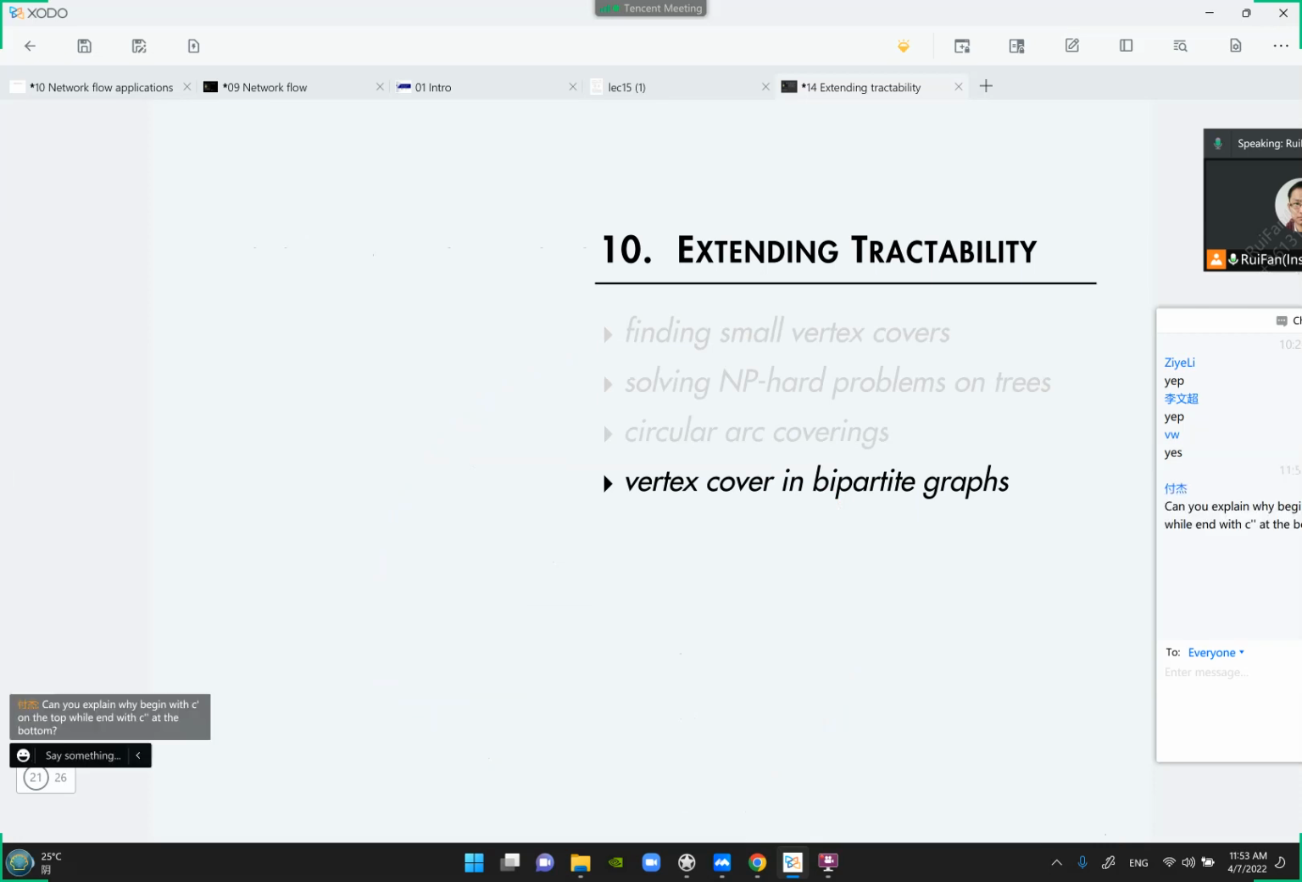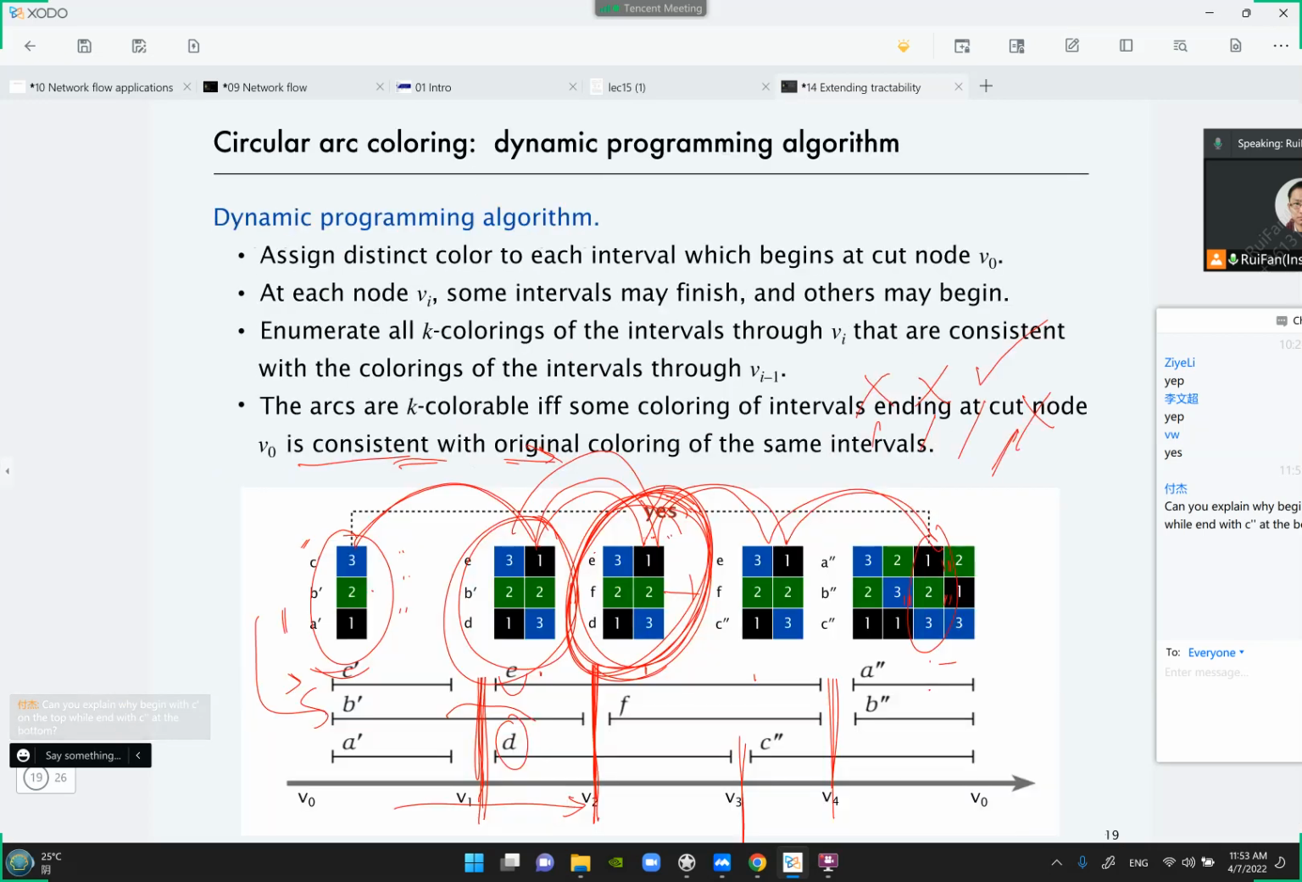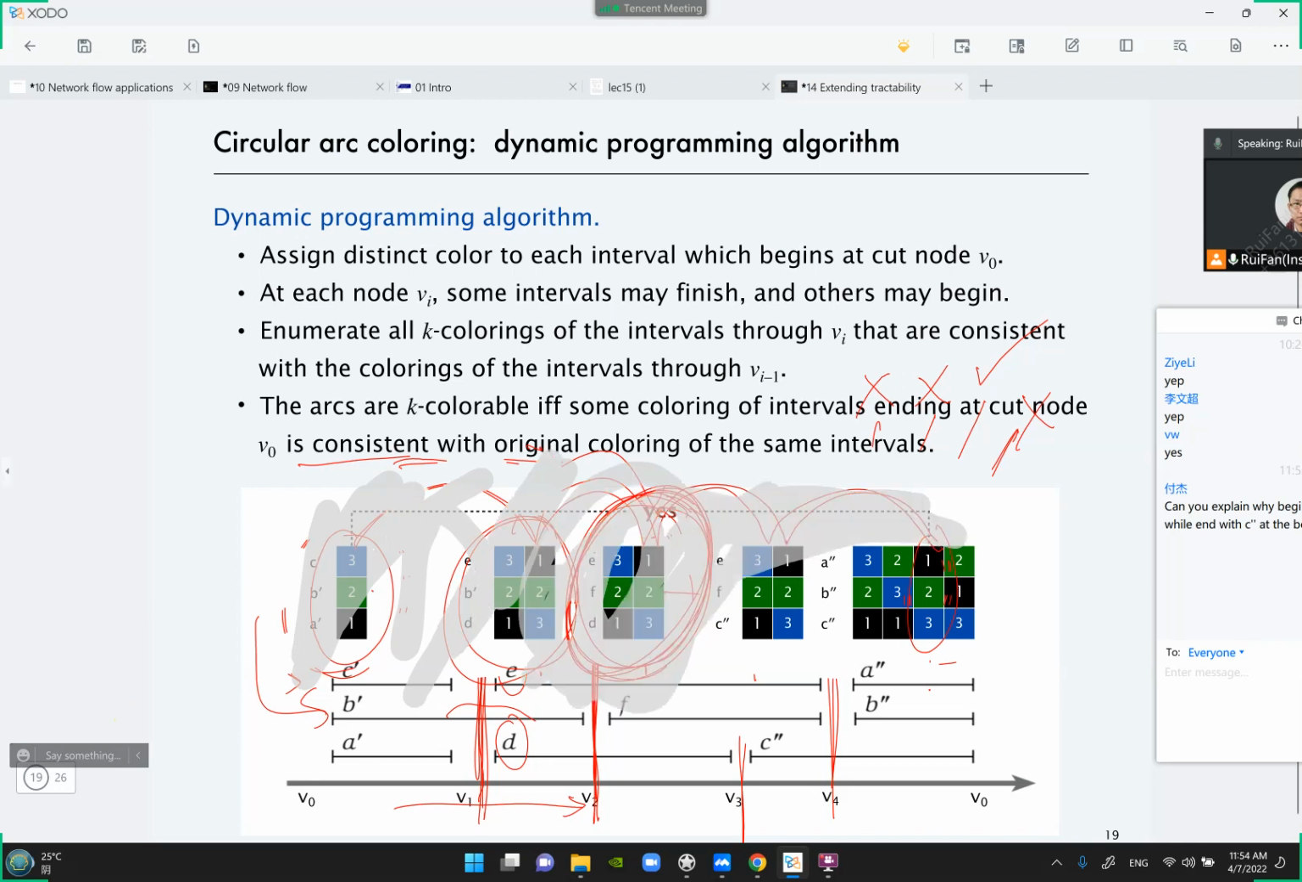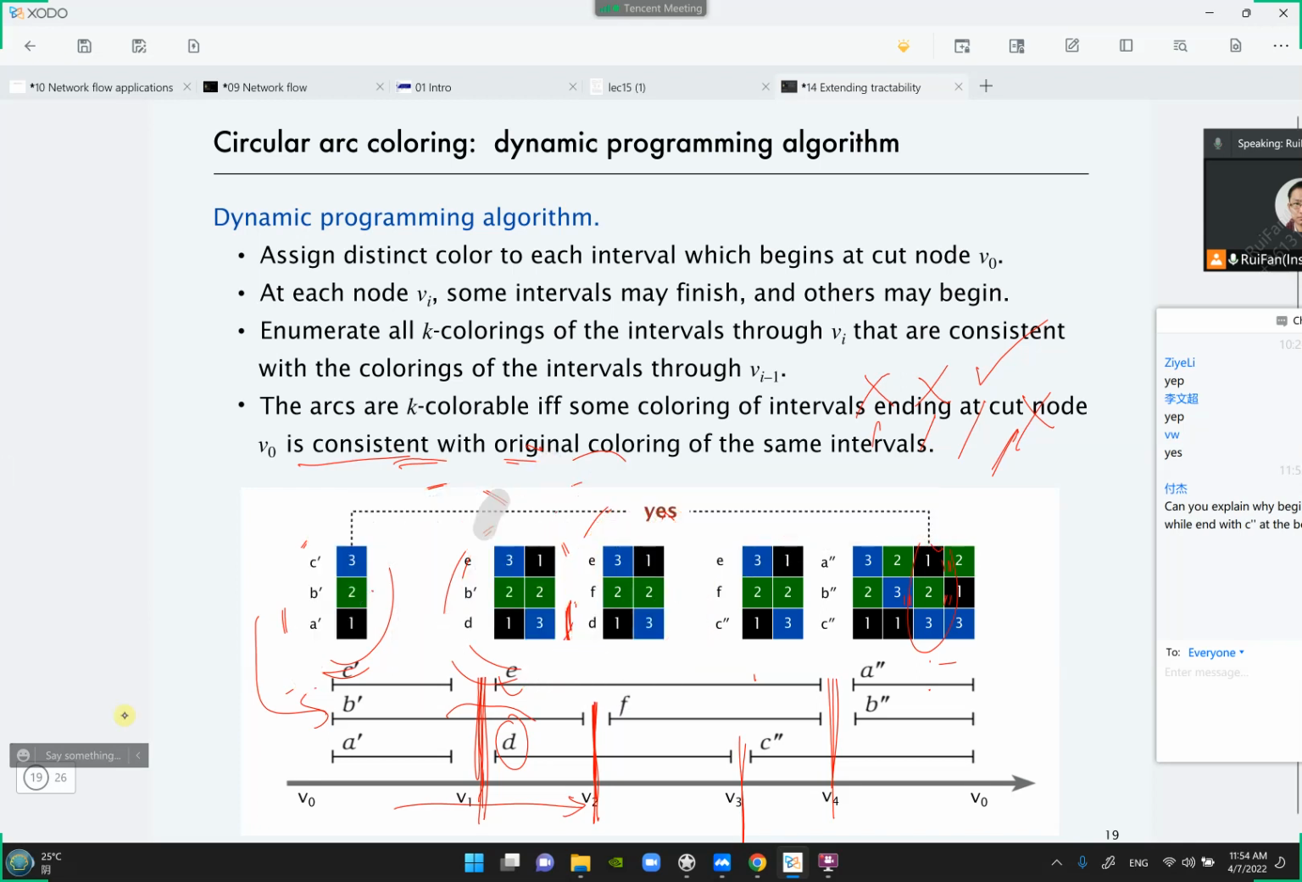Can you explain why the C at the beginning is on the bottom? Well, let's go back to this. I'm going to try to clean this up if I can. There's a lag of like 5 seconds between me doing something and something actually happening.